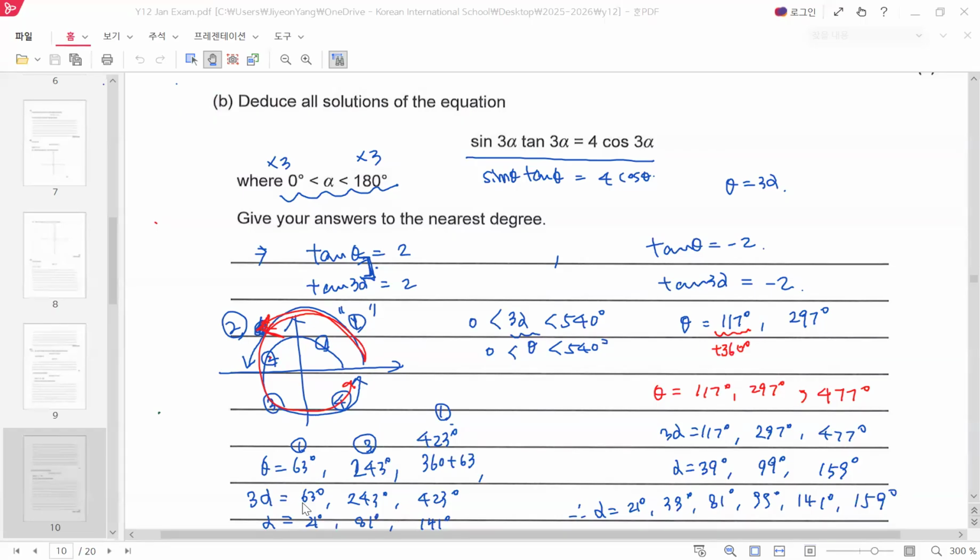Please solve this question at least 3 times until you understand, or you can find me to ask me to explain how to solve this question again, okay?